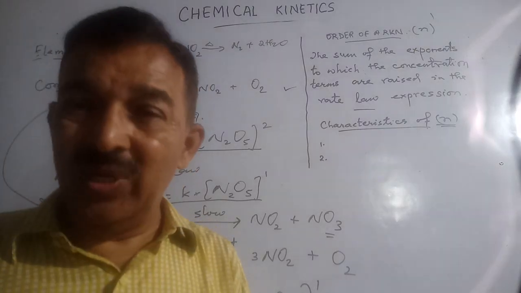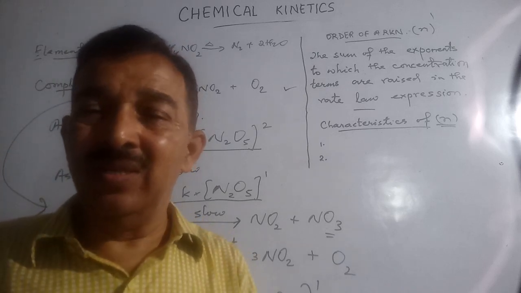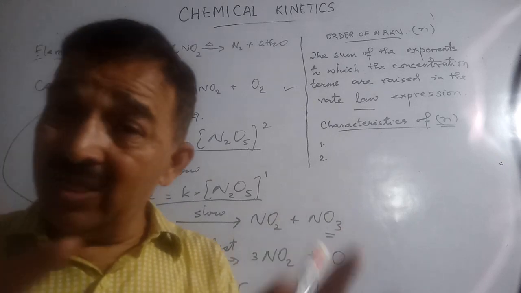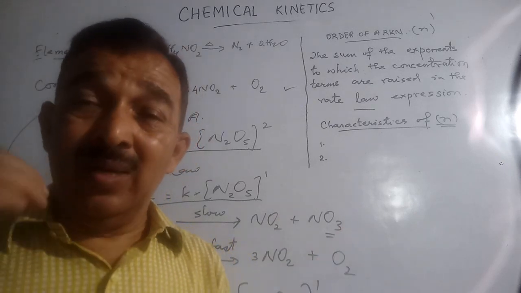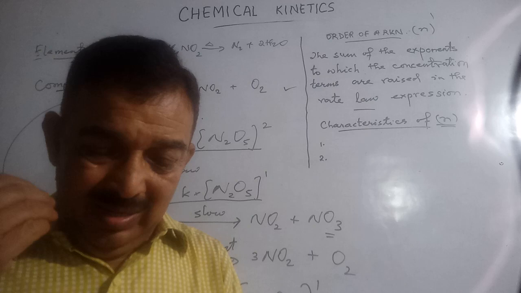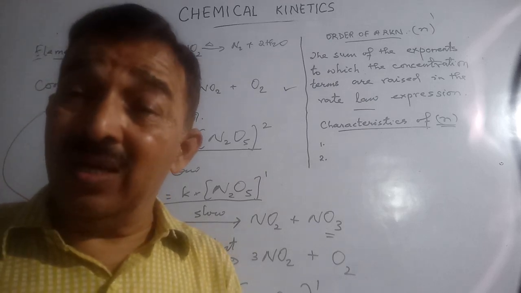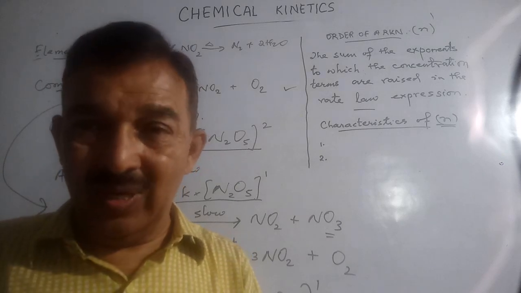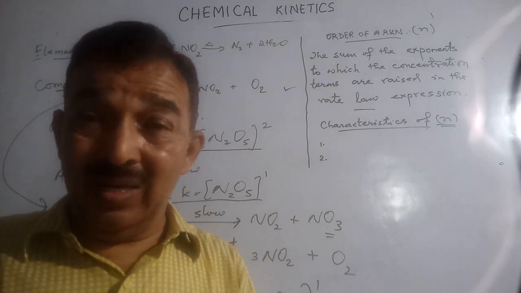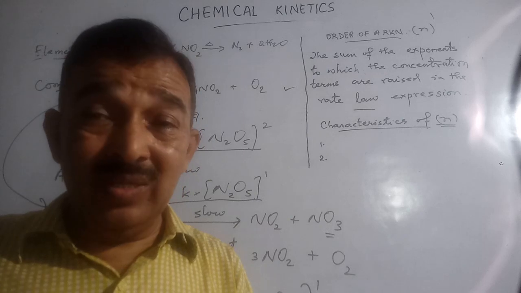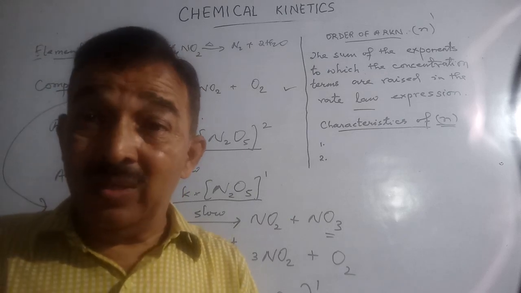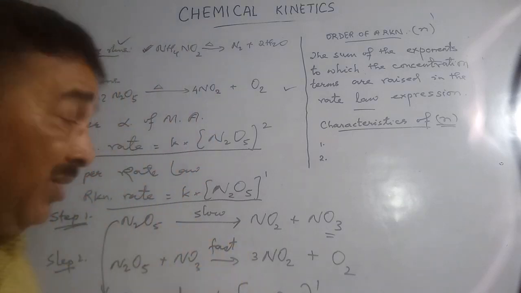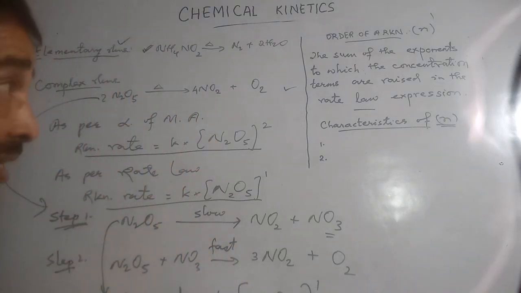So I repeat, for elementary reactions, the theoretical reaction rate and the experimental reaction rate are the same. But for complex reactions, the theoretical reaction rate and the experimental reaction rate are different. In complex reactions, which take place in more than one step, the slow step is the rate determining step, which is being explained with this example.